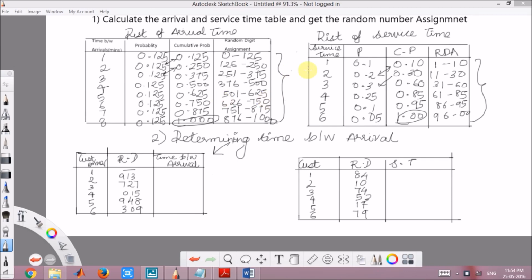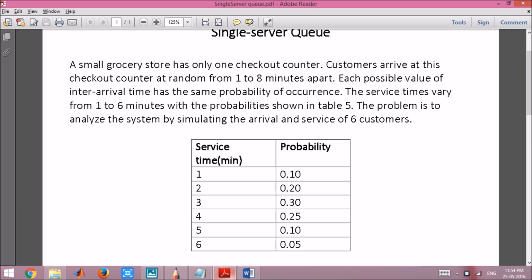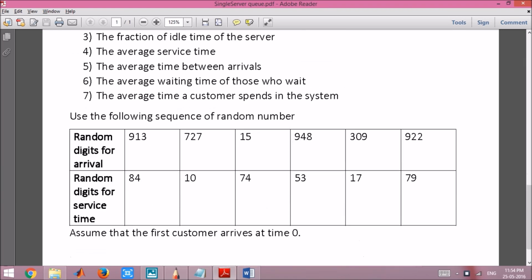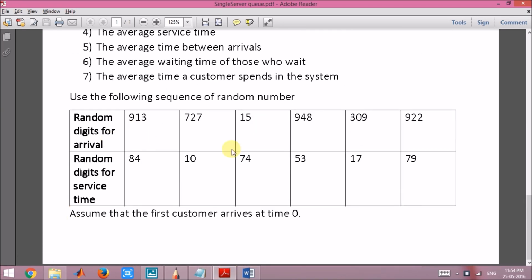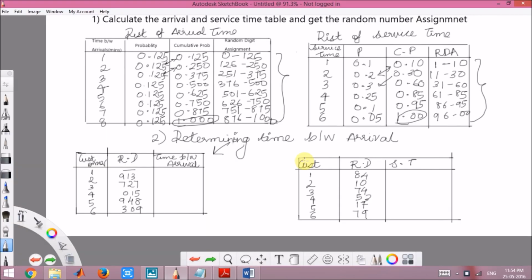Okay, so our first 2 steps are done. We've calculated the arrival and the service time table. Now the second thing is getting the random digits that have been given to us in these tables, basically these random numbers, and converting them into actual meaning of the data. So for that, like I said, let's determine the time between arrival. So we have 1 to 6 customers.